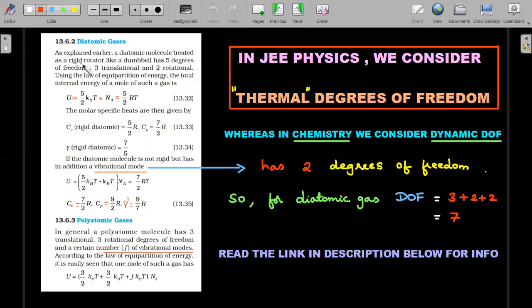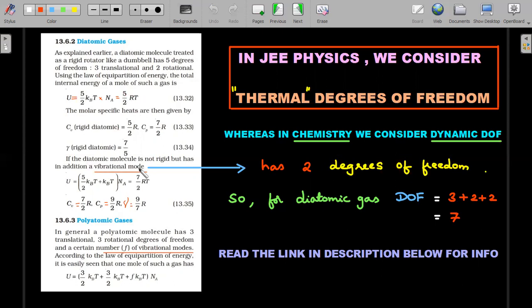When it is a rigid rotator like a dumbbell, it is considered to have 3 translational and 2 rotational degrees of freedom. Therefore, equipartition of energy says the energy is distributed equally to each degree of freedom, and each one gets half kT per molecule. Therefore, 5 degrees of freedom gives you half into 5 kT, and if you multiply it for all the molecules with Avogadro number, you get 5 by 2 RT. For n moles, you'll get 5 by 2 nRT.